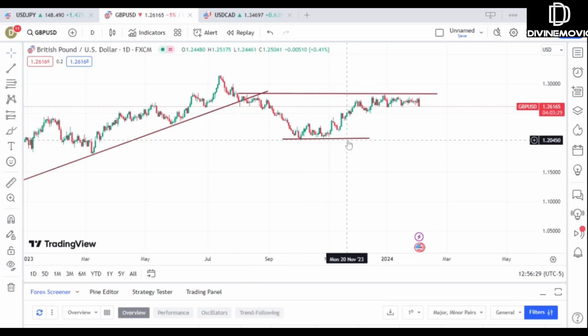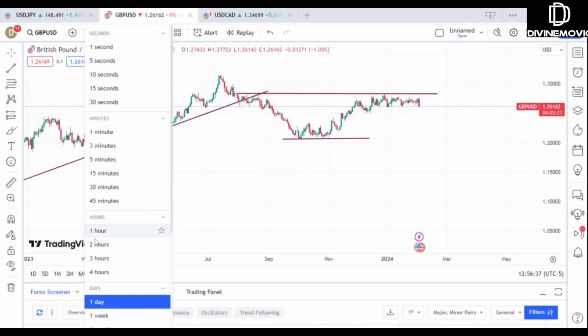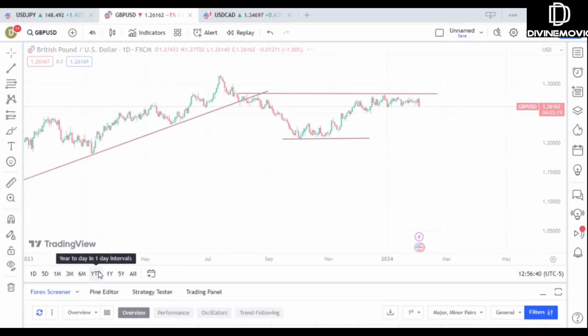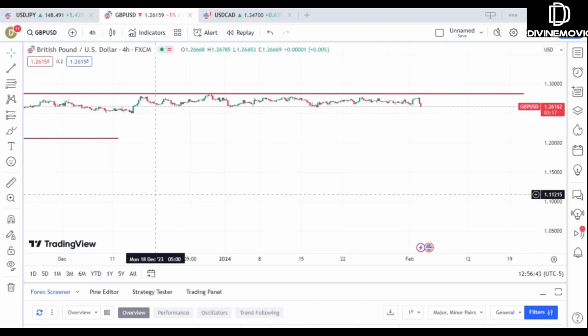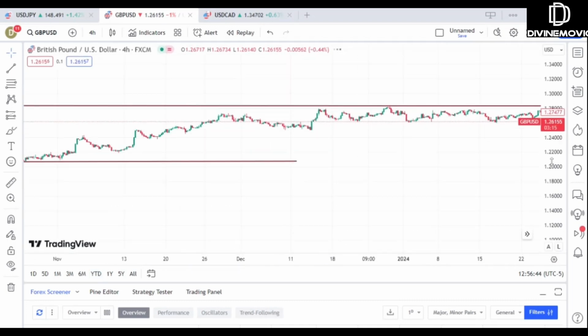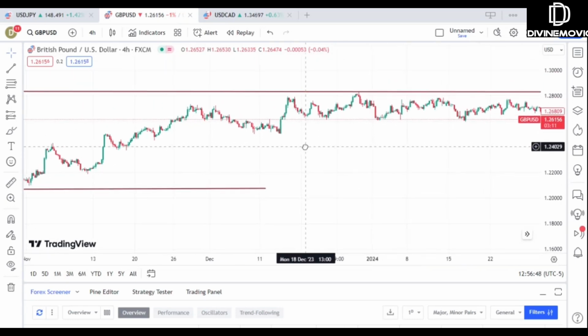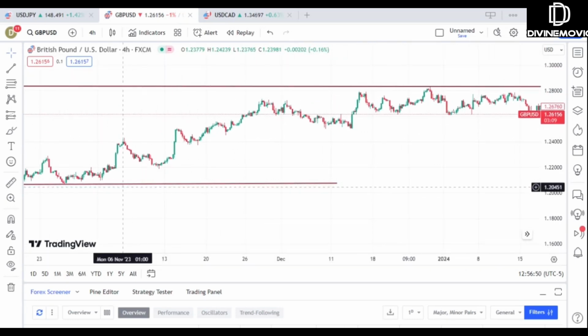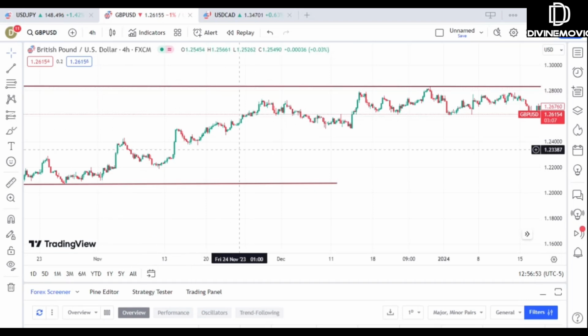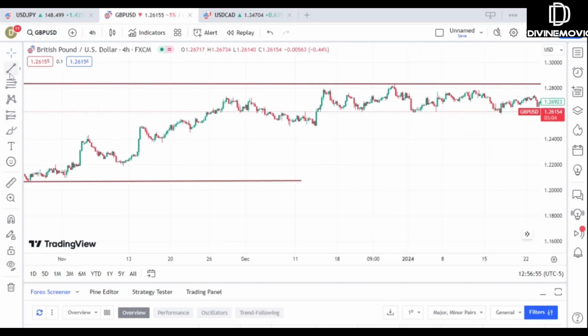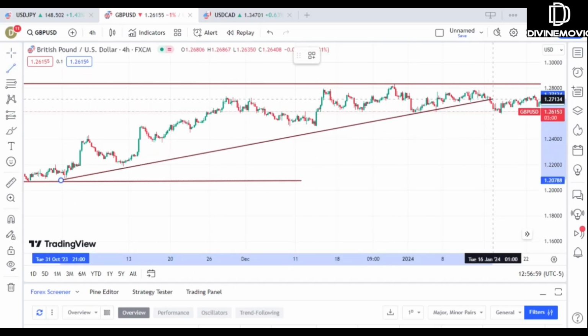What next? We go to the 4-hour time frame and understand the market structure that's going on above and below this resistance and support level. So what we're going to do is go to the 4-hour time frame here. Now on the 4-hour time frame, if you look at this level here and this level here, what you can clearly see is that price is in an uptrend. So we use that again to confirm the direction.